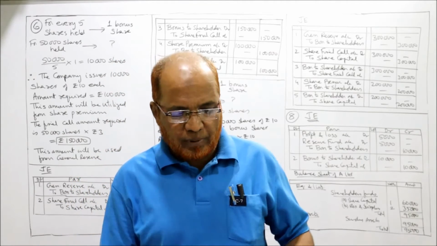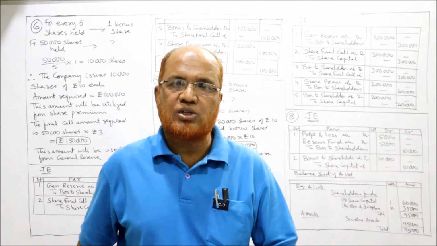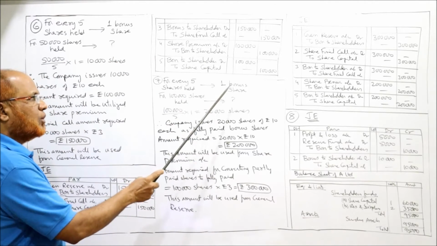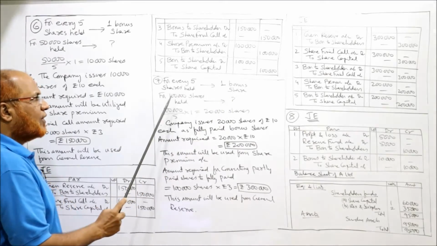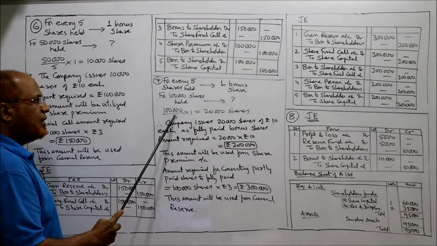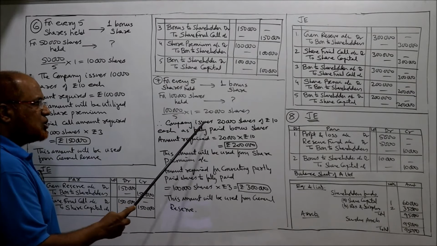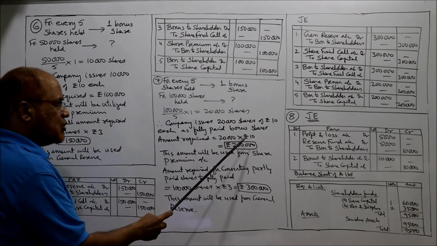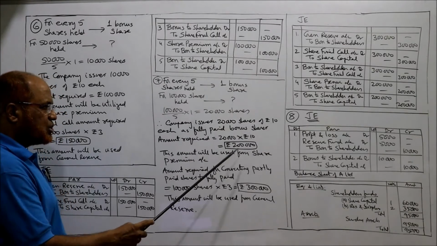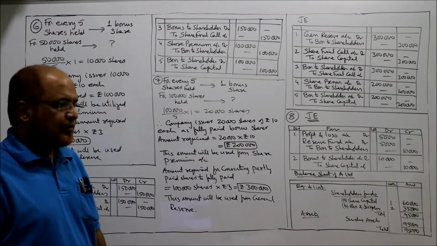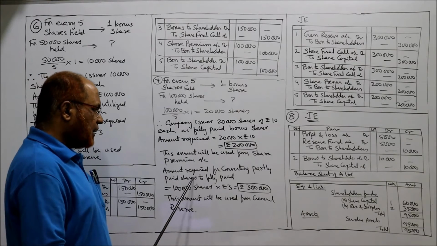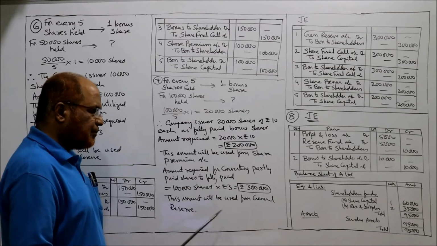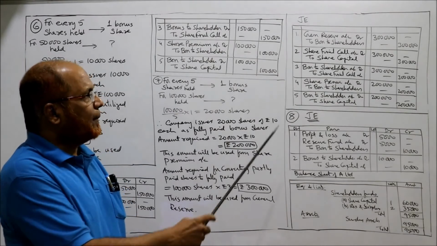Again, in this problem we are required to pass only journal entries, no balance sheet. In the 7th problem, for every 5 shares held, 1 bonus share is decided. For 1 lakh shares, how many? 1 lakh divided by 5, 20,000 shares. The company issues 20,000 shares of 10 each as fully paid bonus shares. Amount required is 20,000 into 10, which is 2 lakh rupees. This amount will be used from share premium account. Then the amount required for converting partly paid shares into fully paid is 1 lakh into 3 rupees, 3 lakh. This amount will be used from general reserve.